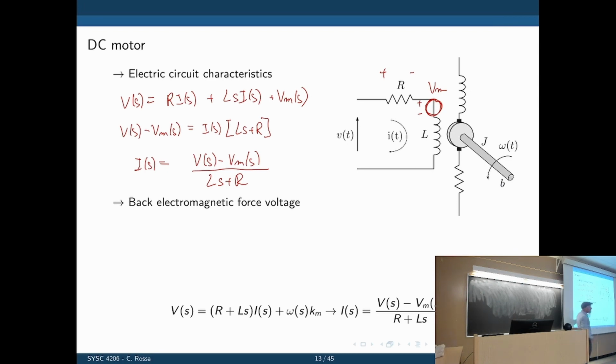Now I have to link the electrical to the mechanical part. One assumption that we're going to make here is that the back EMF voltage is proportional to the speed of the motor. And that proportionality constant, we're going to call Km, as a characteristic of the motor itself.